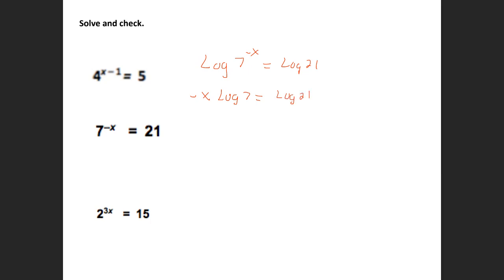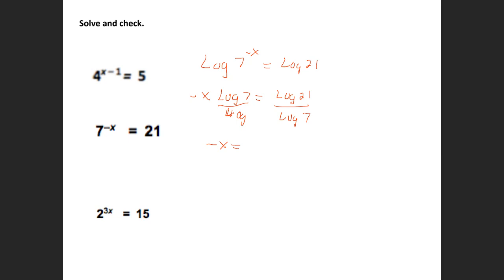I'm going to divide both sides by log of 7. So I end up with negative x is equal to, and again, calculator time, log of 21 divided by log of 7.